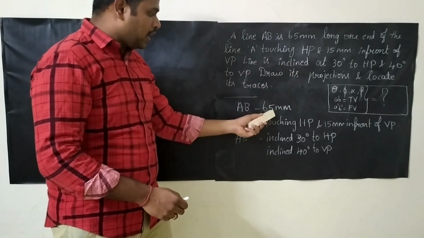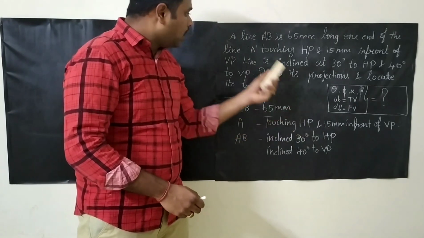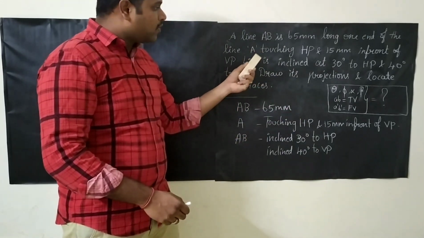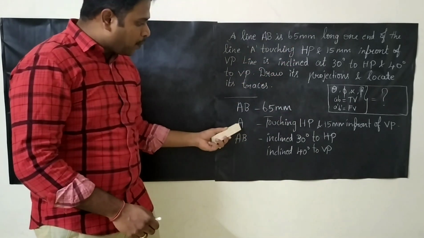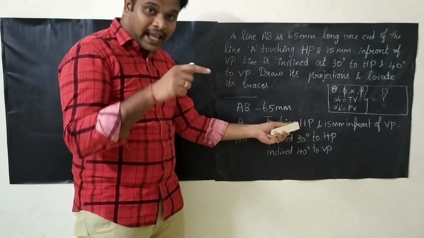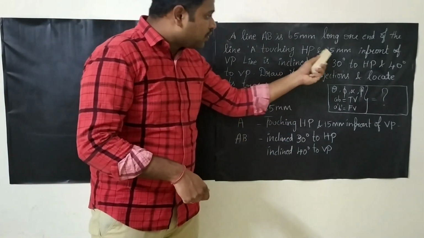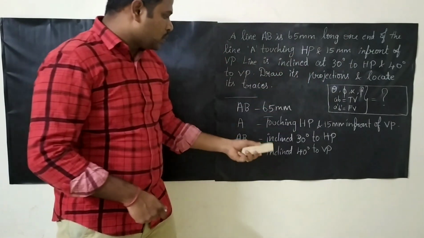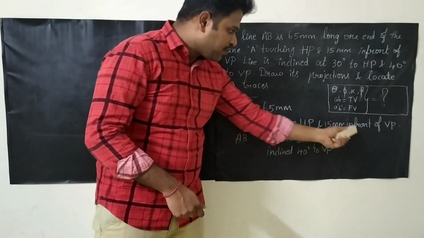AB is equal to 65 mm. This will be denoting the true length. One end of the line, that is A, will be touching HP. So A point will be touching HP, which will be lying on HP. Then 15 mm in front of VP. So A point is 15 mm in front of VP.